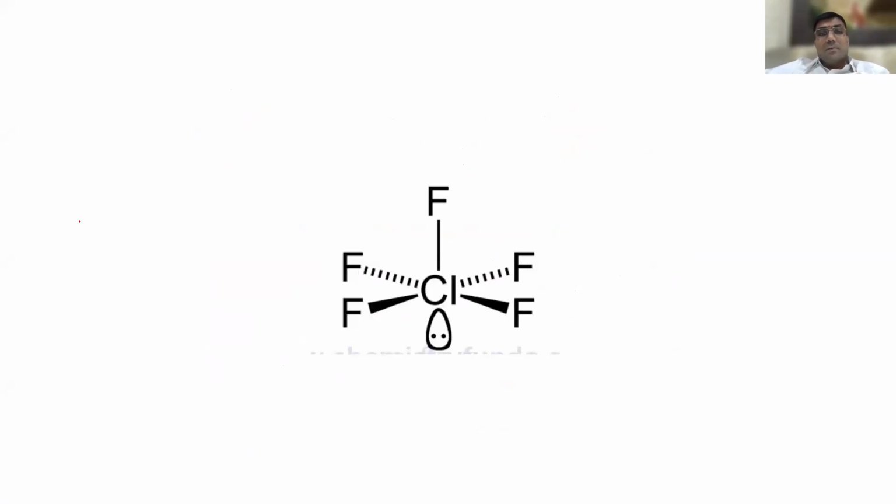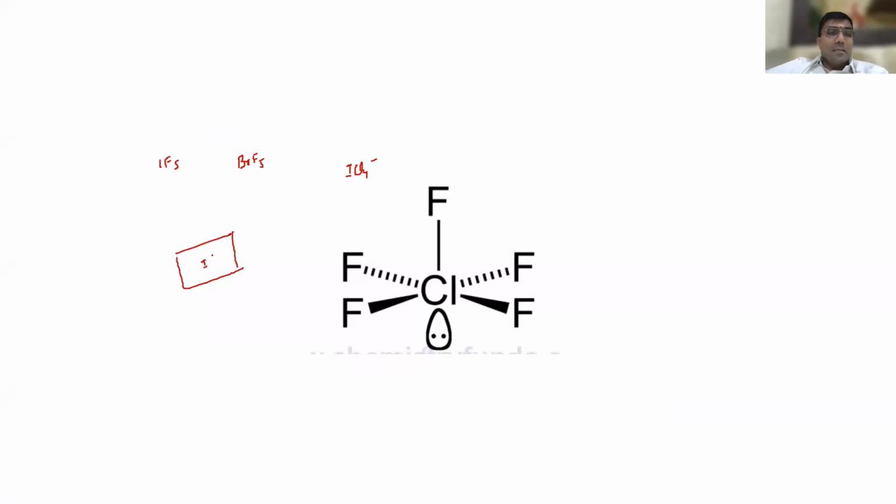Now, the other ones are IF5 and BrF5. These are asked in competitive examinations many times. So this is a favorite: ICl5, BrF5. Okay. Next, this question is also asked. ICl4 minus is square planar. It has two, basically.